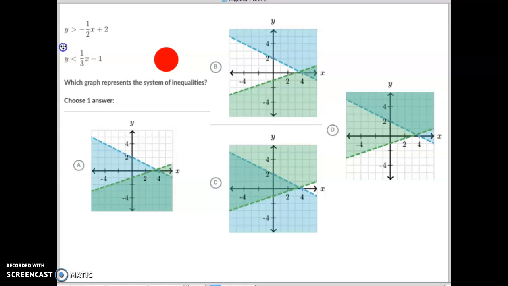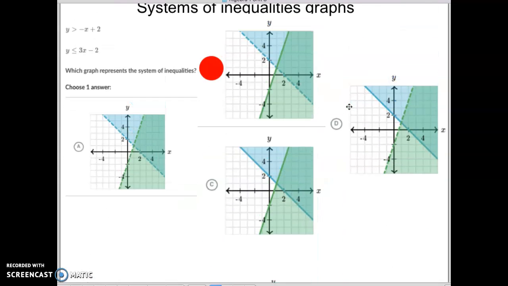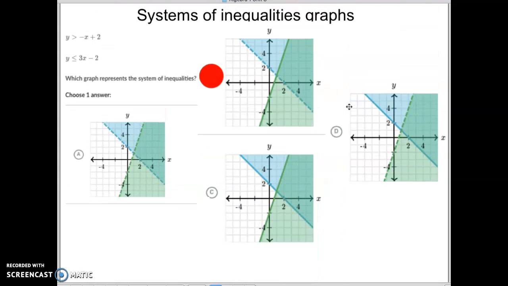Then when we look at the green line, it says y is less than. So less than means shade below. When we look at B and D now, this one is shaded below, so yes, it fits the bill. And this one here was actually shaded above, and that's what causes this one not to work. Okay, so that's what you're looking for: either what direction it is shaded, or what type of lines they use to draw them.